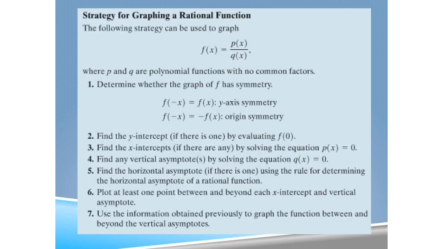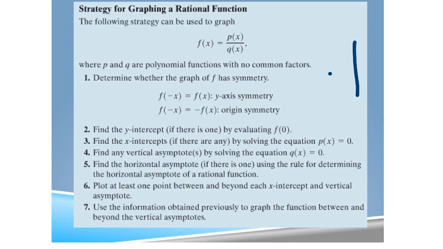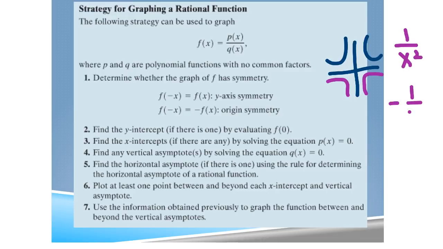All right, so now let's put it all together. Talk about how to actually graph these functions from start to finish. Number 1 says determine whether the graph has symmetry. So something like an x squared without an x to the first term is going to have y-axis symmetry. So that's typically when you're going to see something have a curve on the top right and the top left, or on the bottom right and the bottom left. Those would be your 1 over x squared or your negative 1 over x squared, something like that.